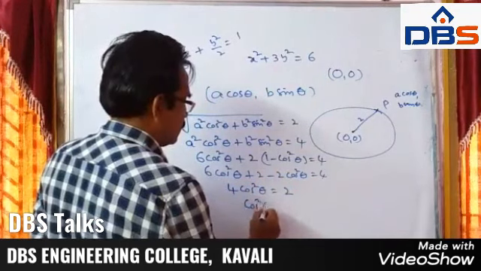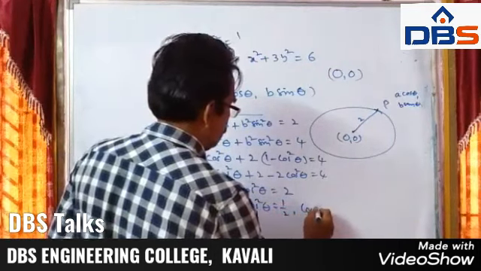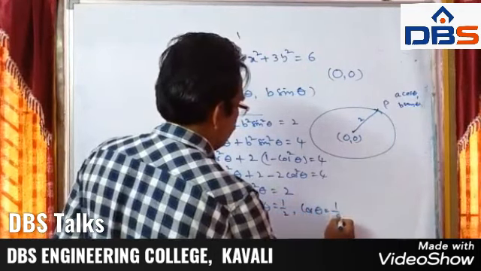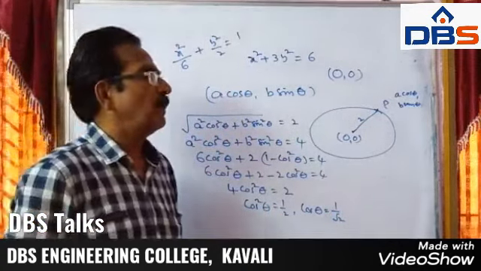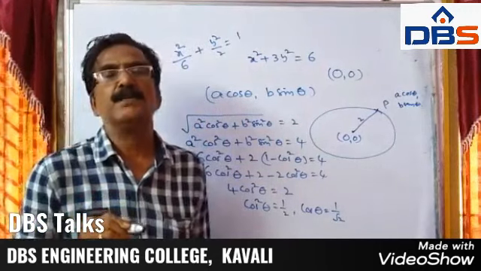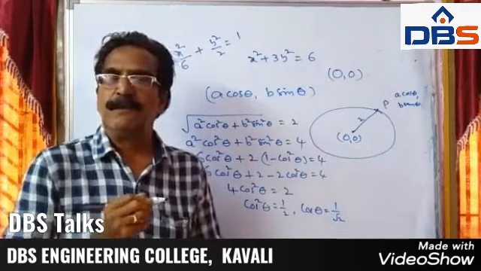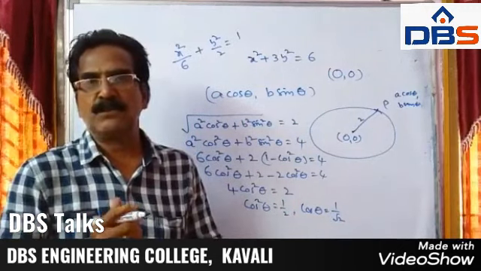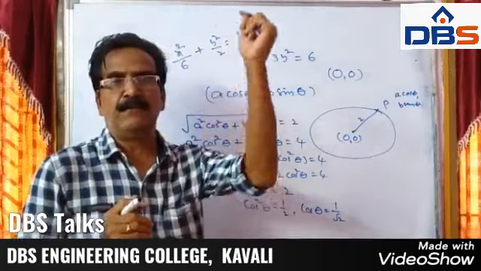Cos square theta is equal to 1 by 2. Cos theta is equal to 1 by root 2. So then theta is equal to pi by 4. So the eccentric angle is pi by 4.